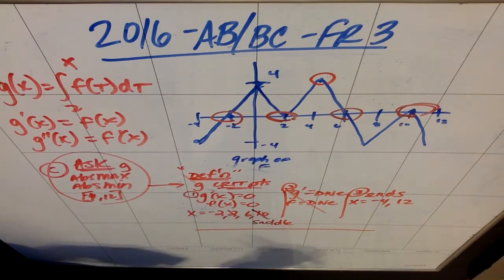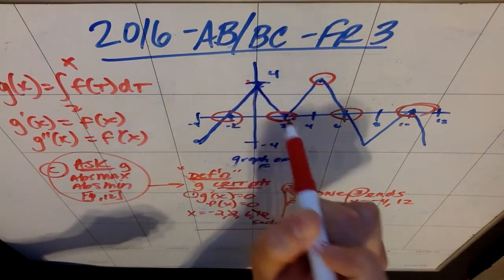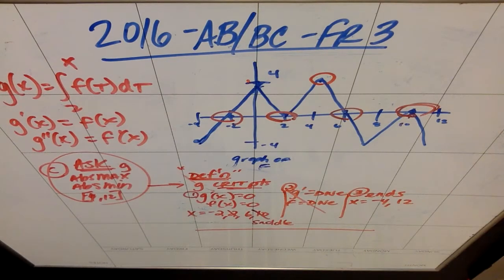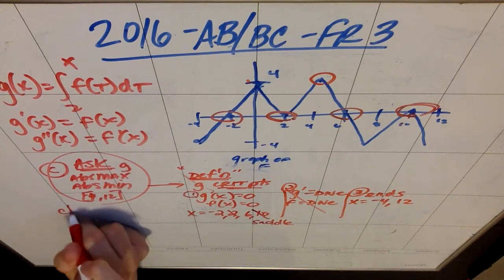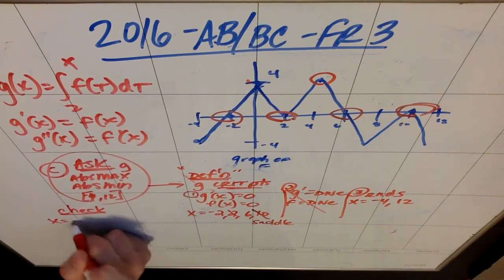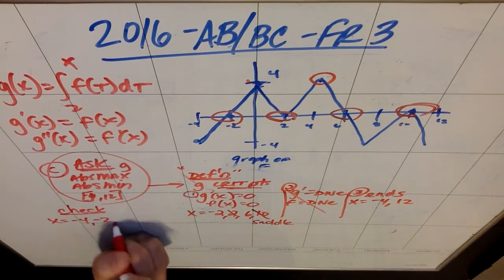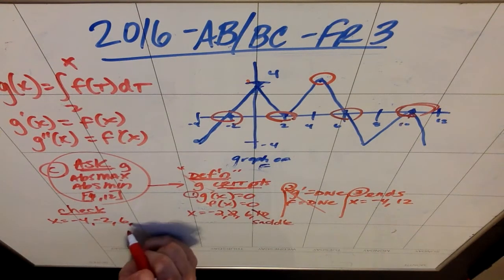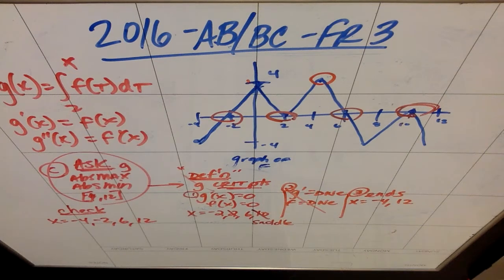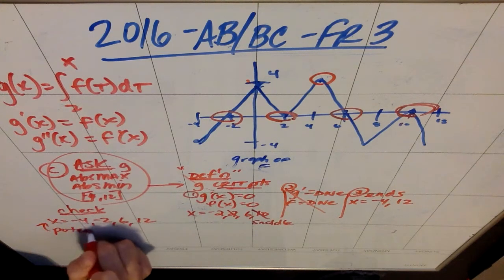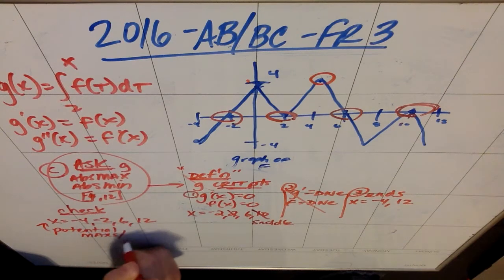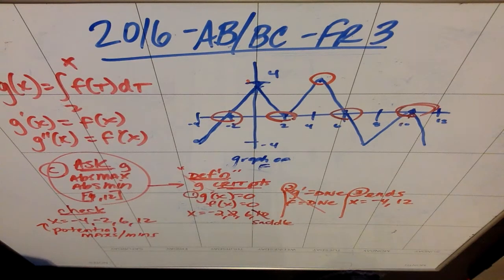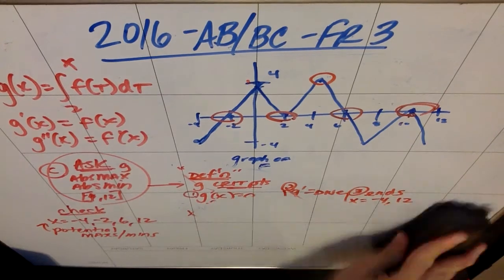You could make the same argument for 2. 2 is also a saddle because G prime doesn't change sign. So the values you need to check are x equals negative 4, the endpoint, negative 2, 6, and 12. If I check those four values, I'll be able to find the value of g at those values and find which are the smallest or largest. These are my potential maxes and mins, so let's go ahead and do that.